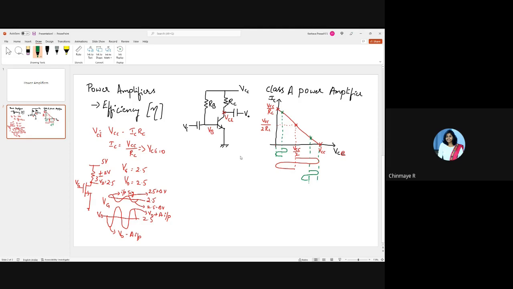Now we are going to calculate what is the efficiency of a class A power amplifier. So can you recall what's the definition of this? How did you calculate efficiency in lab? So what's the definition of efficiency? Power input by power output. Correct. Which power? AC power or DC power?